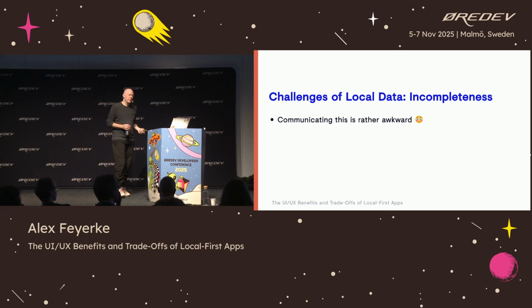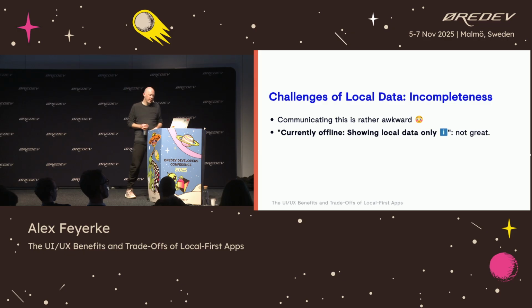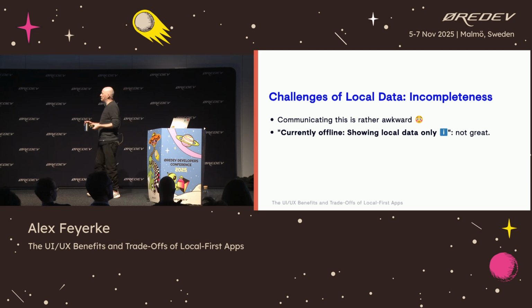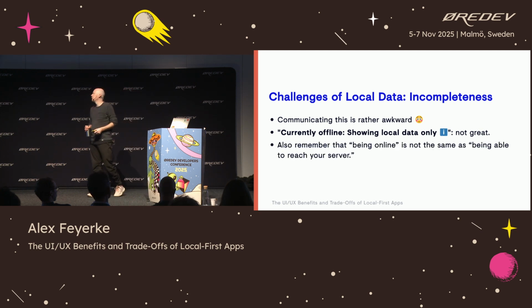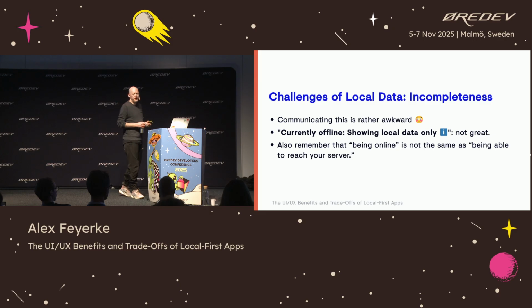Communicating this is weird because people aren't used to it. You can do stuff like messages. You know, I'm currently offline. I'm showing you local data only. Click here to find out more about how this app syncs. And that's not great. And also remember that being online is not the same as being able to talk to your server. So if you do this kind of thing, the sync engines usually help you with that, figuring out whether you can talk to the server.